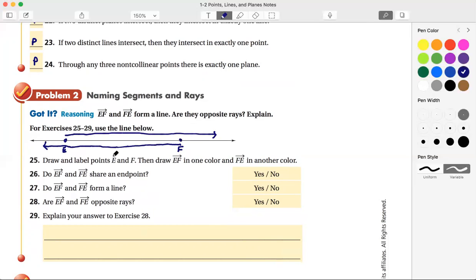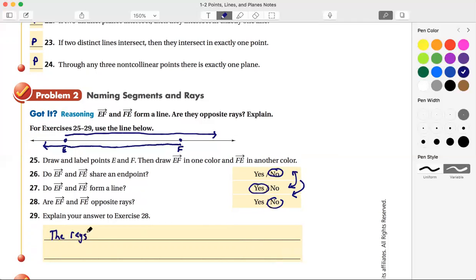So 25, draw and label points E and F, then draw ray EF in one color and ray FE in another color. Well, I probably should have drawn it in another color, but I didn't do that. So 26, do EF and FE share an endpoint? They do not. Do EF and FE form a line? Yeah, they're on the same line, yes. Are EF and FE opposite rays? Well, no. So these 2 things together mean the third. Explain your answers. Okay, so here's a sample answer.